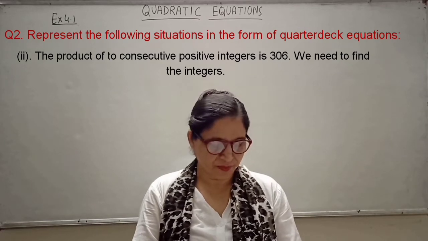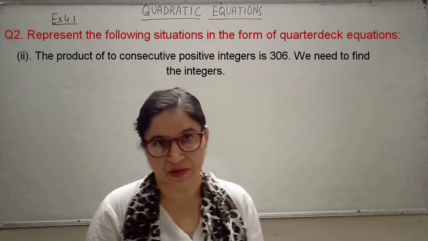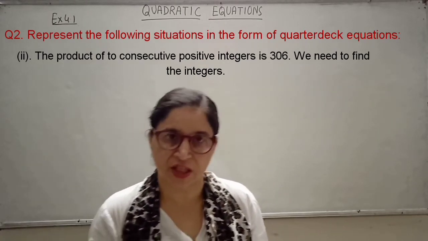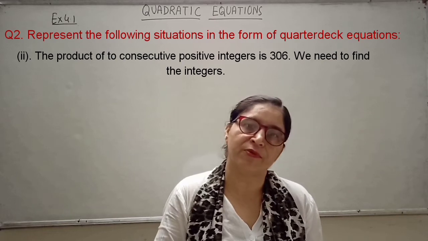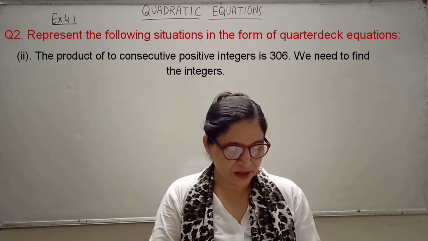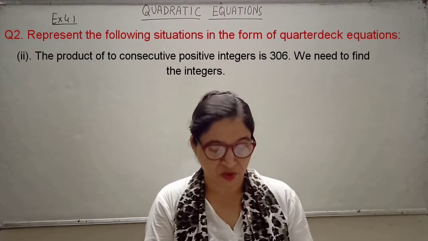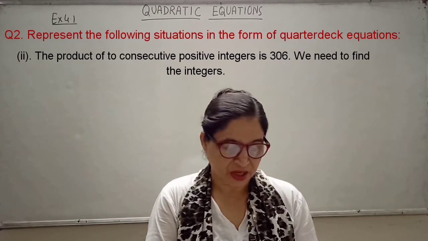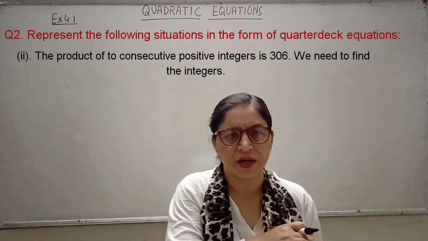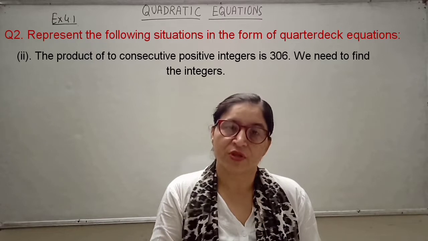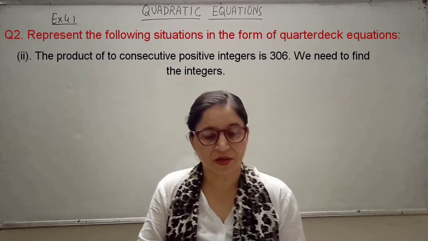Students, in question number 2, we are given to represent the following situations in the form of quadratic equations. Different situations have been given to us in this question, and we are to check whether these situations can be represented in the form of the quadratic equation or not. In the first part, it is given the area of the rectangular plot is 528 meters square. Length of the plot is 1 more than twice its breadth. We need to find the length and breadth of the plot. This is exactly same as we had already done in one of the examples before starting the exercise. So you can try, you can do it yourself. So try it at your own level.